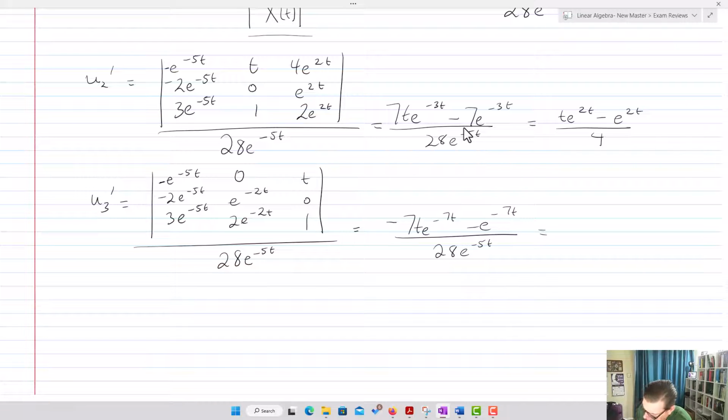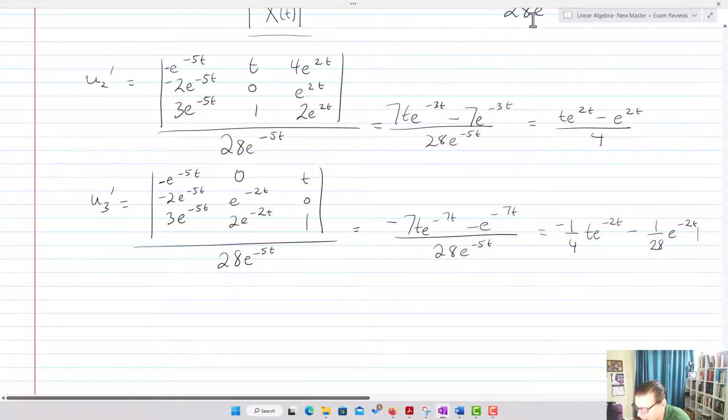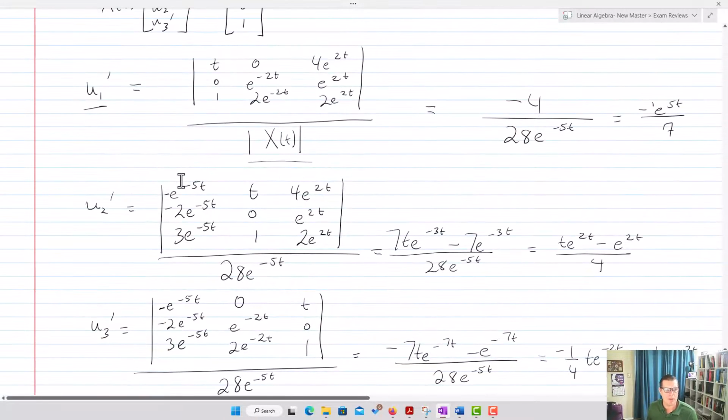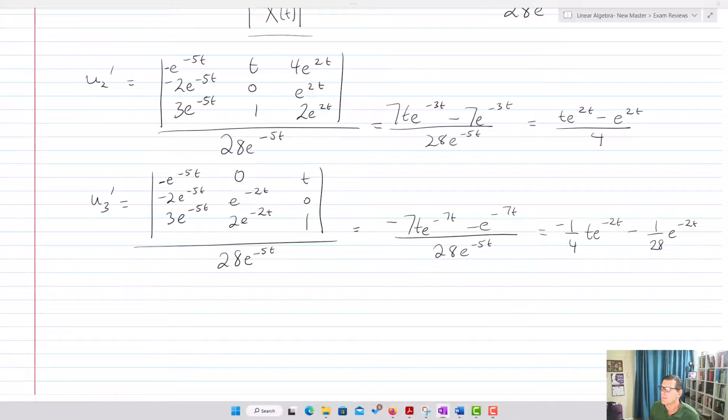So this will be negative 1/4 te to the negative 2t minus 1/28 e to the negative 2t. Not quite as clean as the other ones, but nothing too terrible either. So now I have u1 prime, u2 prime, and u3 prime.